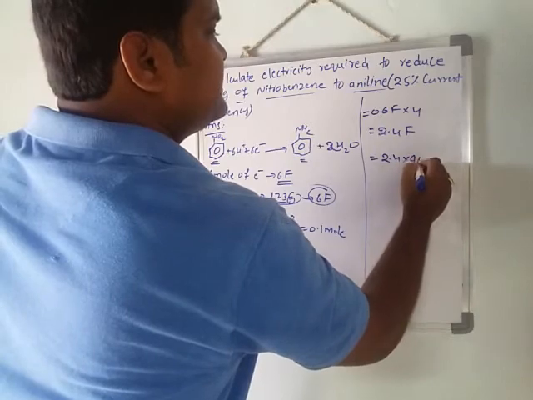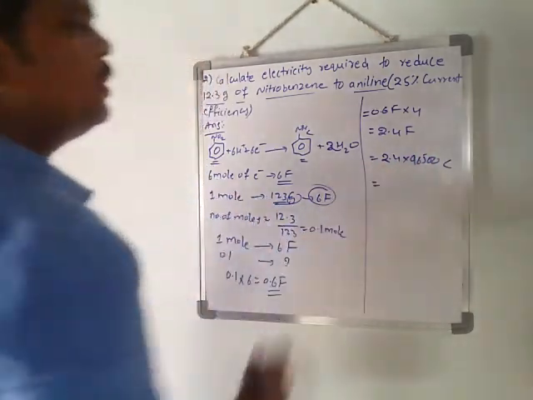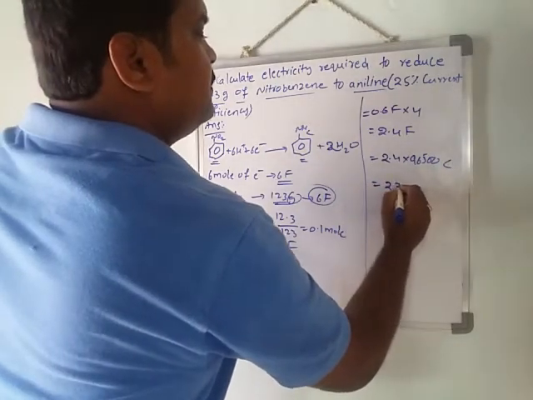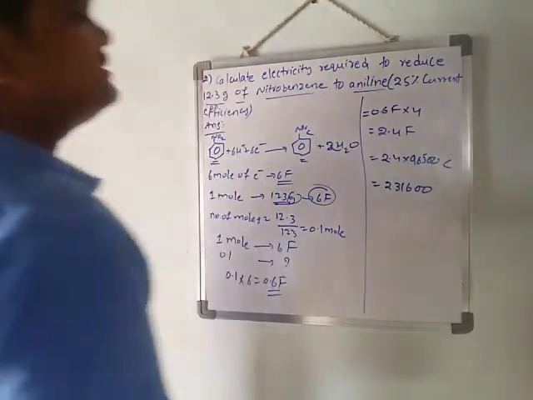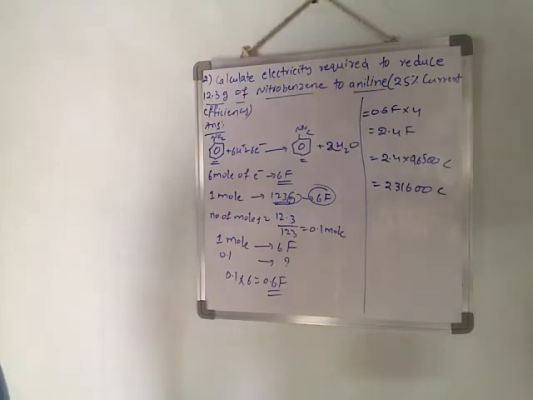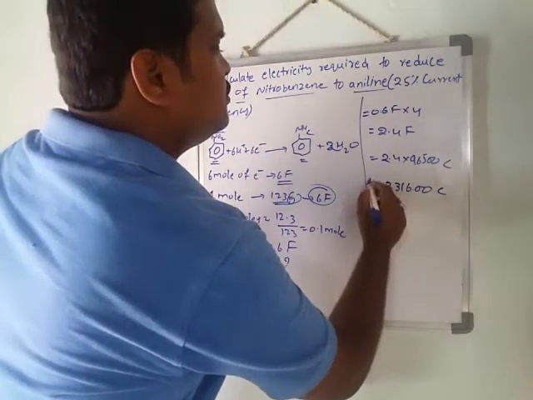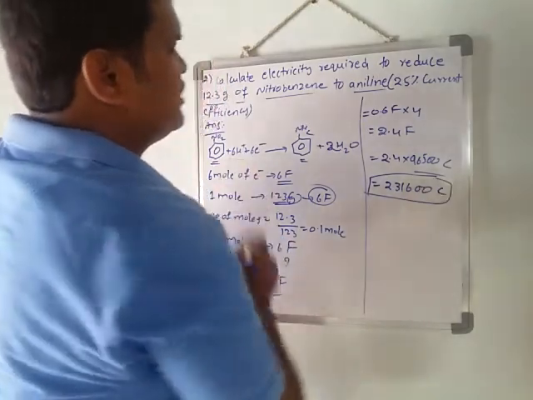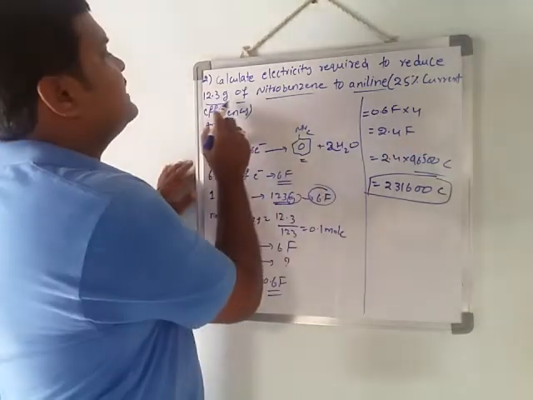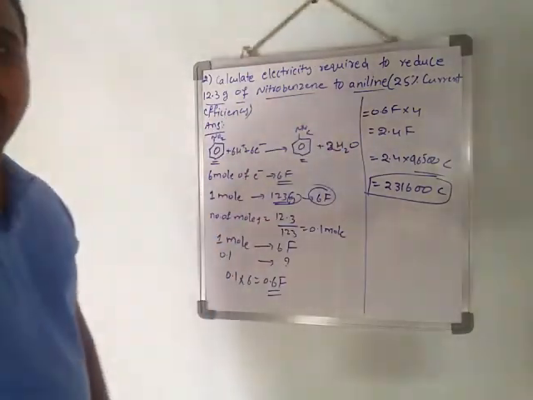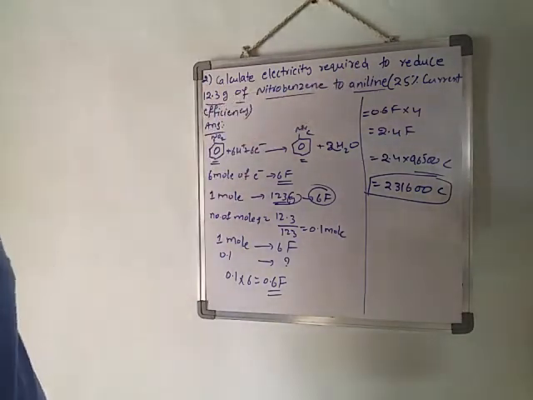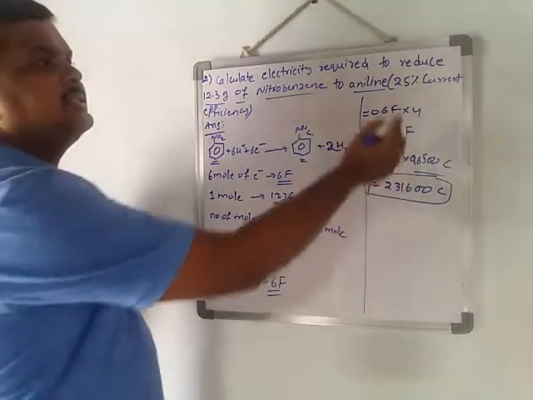1 Faraday is equal to how much? 2.4 into 96,500 coulombs. If you do the calculation, you get nearly 2,31,600 coulombs. How much? 2,31,600 coulombs of electric charge required to reduce 12.3 grams of nitrobenzene to aniline. Is it clear? So the question is to calculate the electricity required to reduce 12.3 grams of nitrobenzene to aniline at 25% current efficiency.